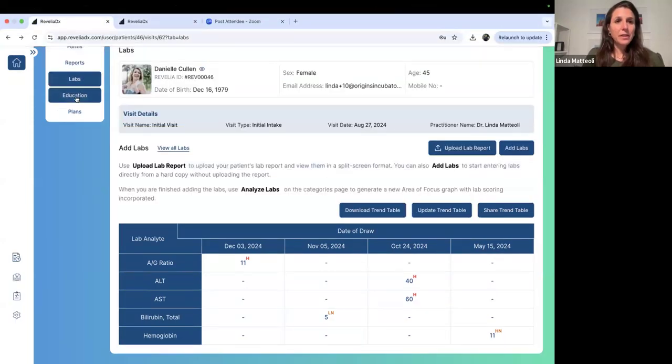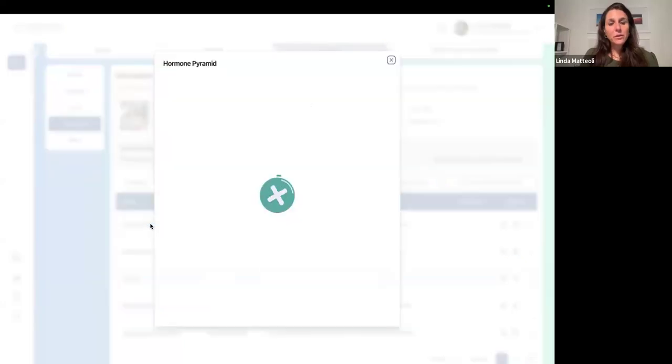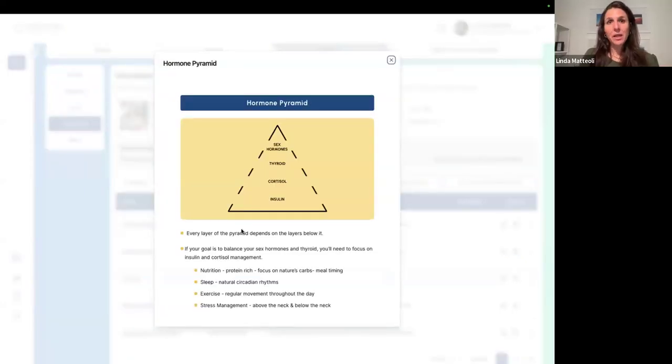The next part of the appointment then naturally goes into education. So once the patient has this information about themselves, these are all unique graphs and tables that are for them at this particular point in time. Now we need to start discussing what all this means from a medical standpoint and an anatomy and physiology standpoint for them.